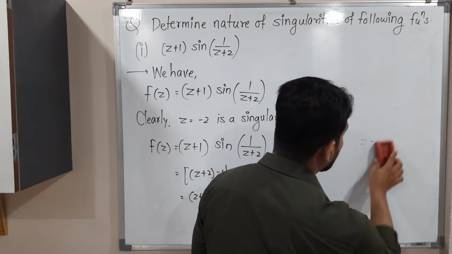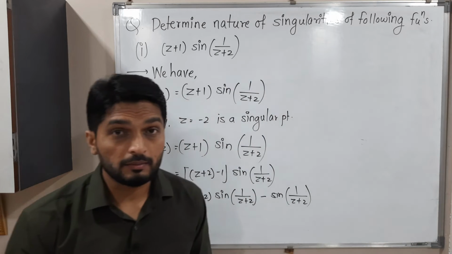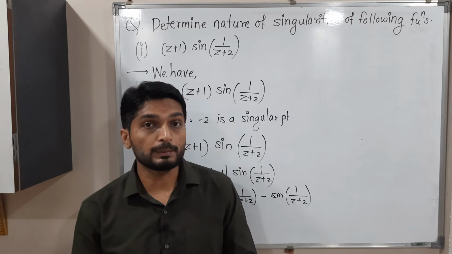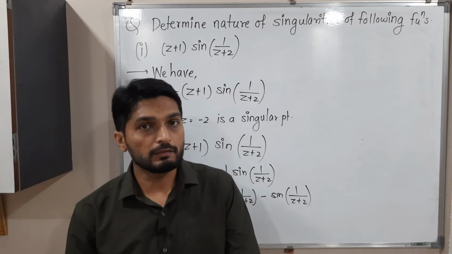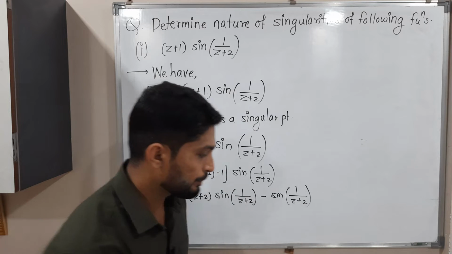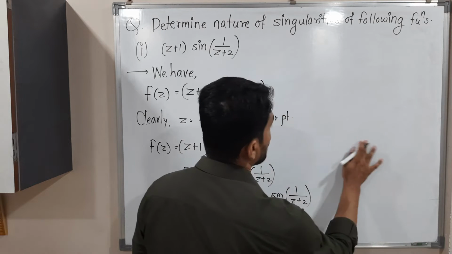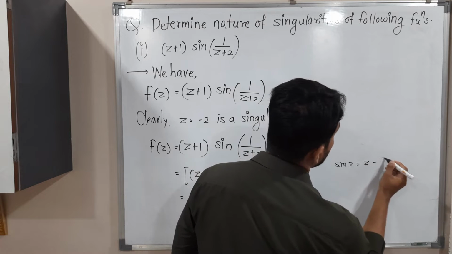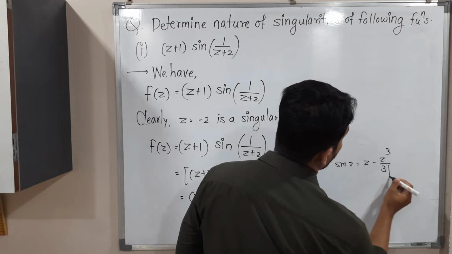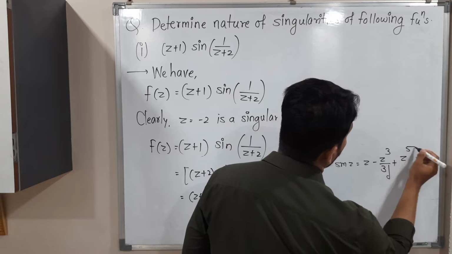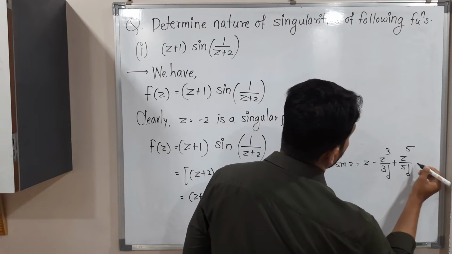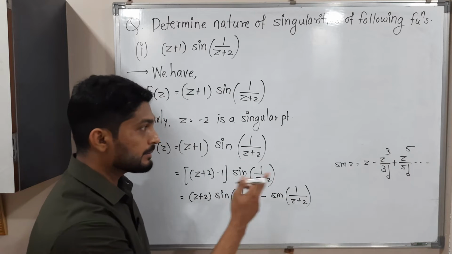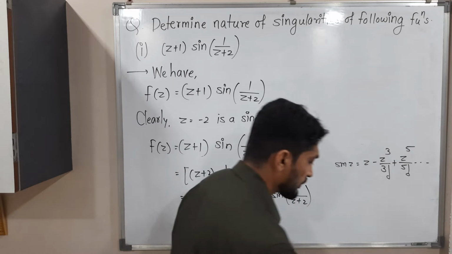When you have standard functions like sine, cos, log, e raised to z, 1 upon 1 plus z, 1 upon 1 minus z, then we directly go for their series. So the series of sine we already have. Let me write here: sine z is z minus z cube by 3 factorial plus z raised to 5 by 5 factorial, and so on. So this is the standard series of sine z. The same series I am going to write for them.